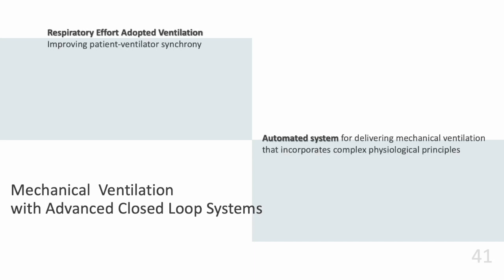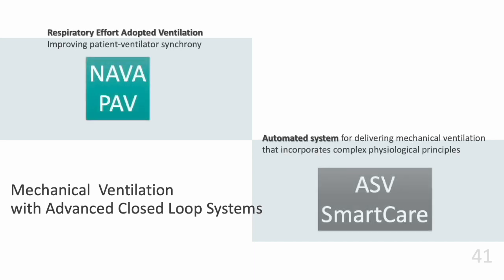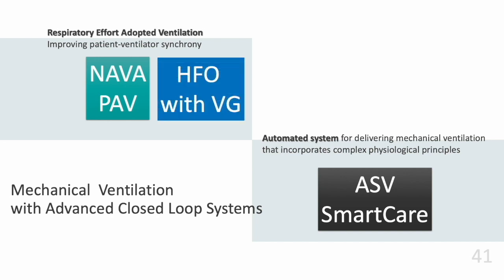Let's look at HFO from the perspective of the advanced closed-loop system concept in ventilators. There are automated systems using SpO2 and ETCO2, like ASV and SmartCare, or adaptive ventilation to respiratory efforts, like PAV and NAVA. I think that the concept of HFO with VG is similar to PAV and NAVA. What do you think?